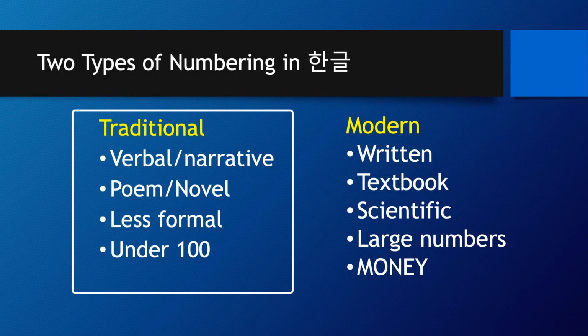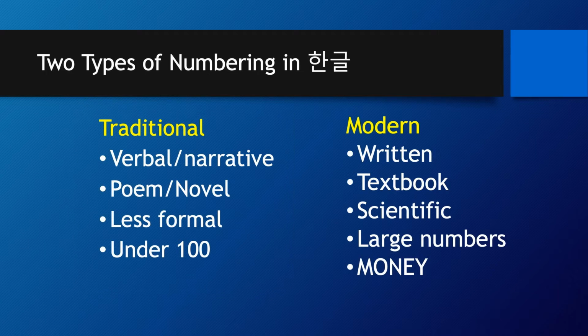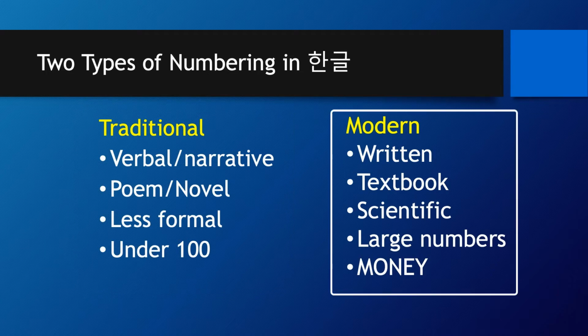The traditional numbering system, 하나, 둘, 셋, 넷, 다섯, 여섯, 일곱, 여덟, was primarily used for verbal and narrative context in poems and novels, in less formal situations, and typically for counting numbers under 100. Today we are going to learn about the modern numbering system, which is primarily used for written context in textbooks, scientific context, and counting large numbers, also for counting money.